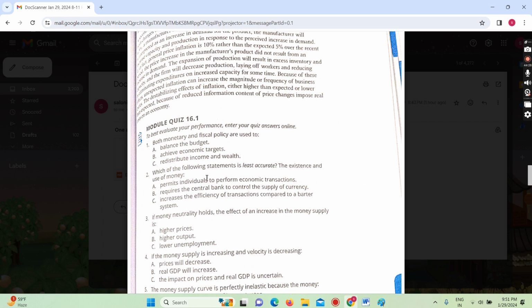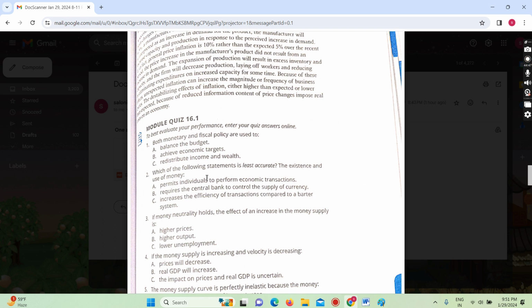So the answer will be, money function करती है. It requires the central bank to control the supply of currency. The answer is B. We may say that the answer is B. It requires the central bank to control the supply of currency.